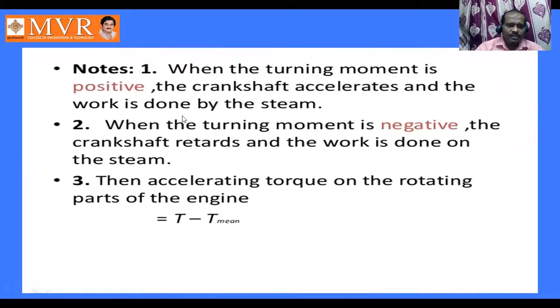When the turning moment is positive, the crankshaft accelerates and the work is done by the steam. When the turning moment is negative, the crankshaft retards and the work is done on the steam. So when it is positive, it is done by the steam. When it is negative, it is done on the steam. The accelerating torque on the rotating parts of the engine is T minus T mean. Above mean is called accelerating, below mean is called decelerating or retarding.